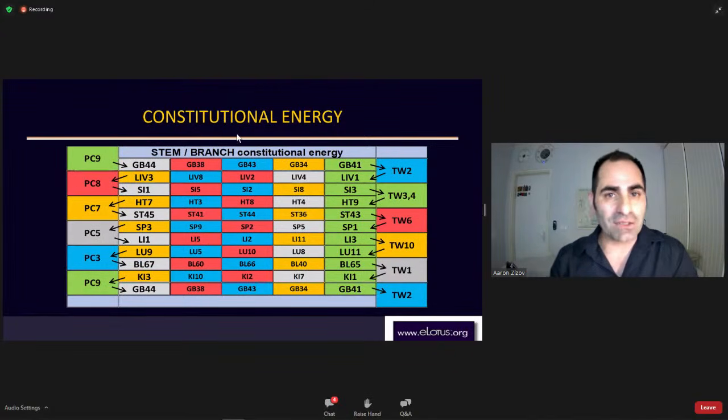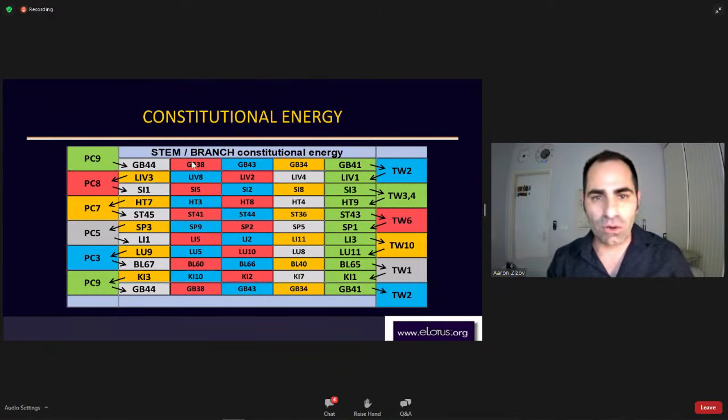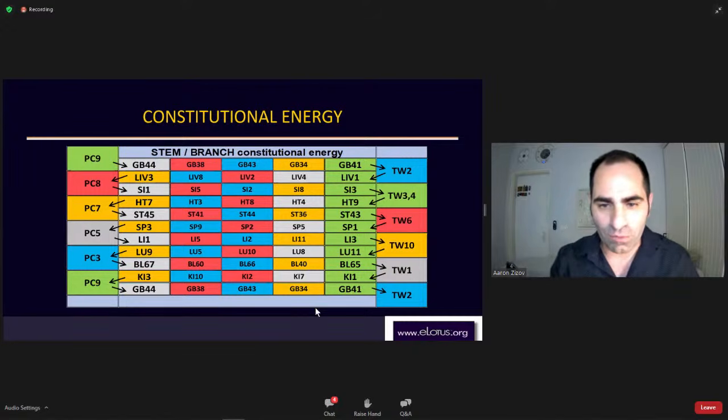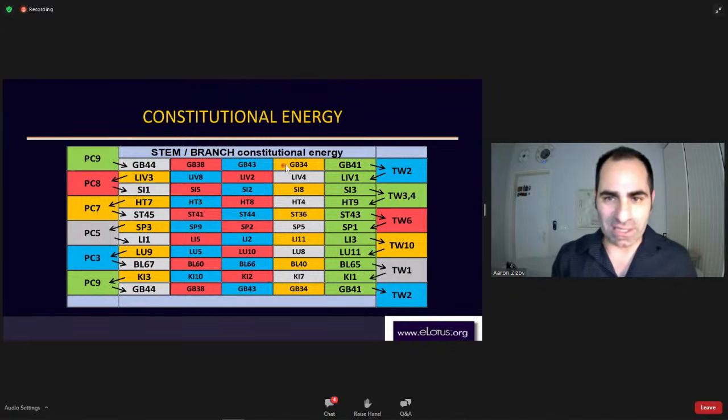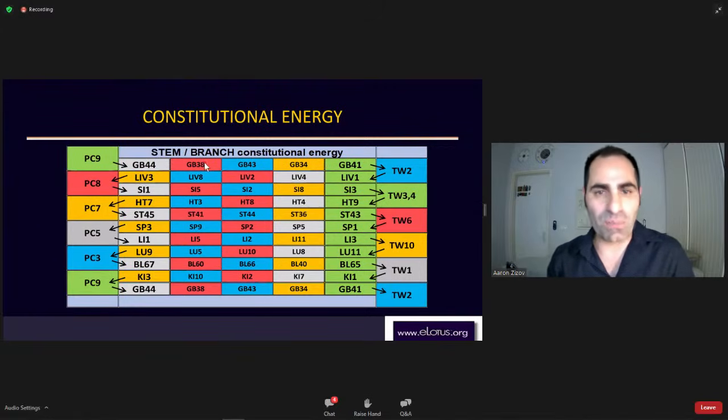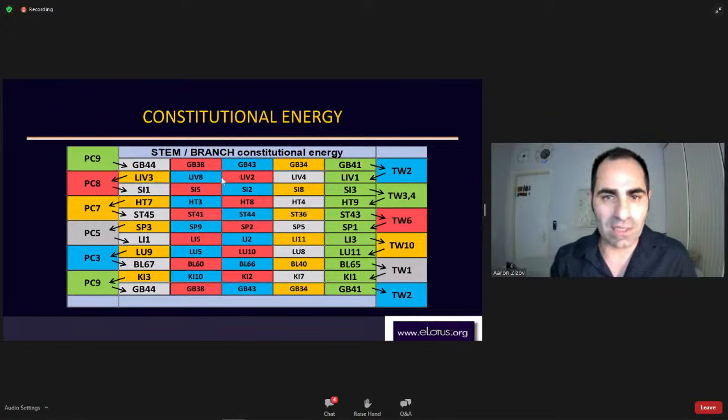So, constitutional energy. I was talking about pericardium and triple warmer, that all meridians obviously go through them in this kind of zigzag movement. Wait just a second, mouse, okay. Yeah, we can see that. So the energy goes from Pericardium 9 to Gallbladder 44 through the different points of the gallbladder, like the important points, the 5 element points, and then goes to Triple Warmer 2 and goes all the way through the liver.